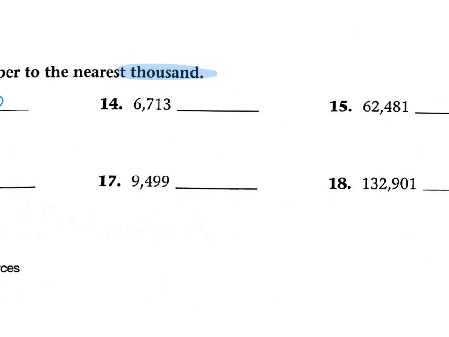And the last example I'll show you here is number 14. 6,713 rounded to the nearest 1,000. So I'm looking at the fourth number to the left, which is a 6. In order to round the 6, I have to look at the number to the right of it. So the 7, is the 7 greater than or less than 5? Well, it's greater than 5. So I am going to round my 6 up to a 7. And then everything else becomes a 0. So 6,713 rounds up to 7,000.